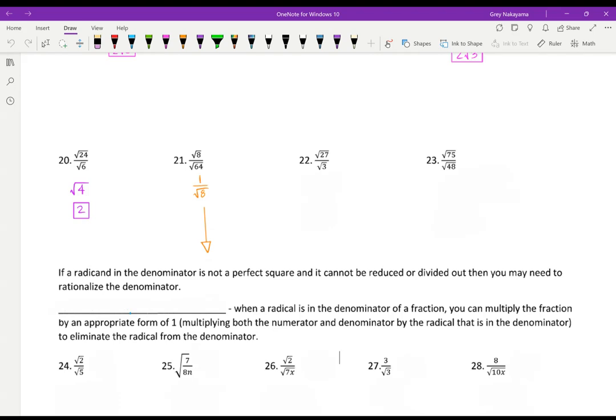27 over 3, even though they're both under a radical, I can combine them back and divide 27 by 3 and get the square root of 9, which is 3. And this last one, how many times have we seen these numbers, y'all? I just did it in number 19. Those are the numbers. It's going to become 5/4.